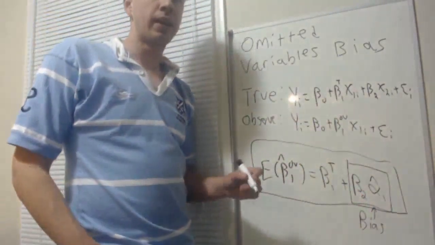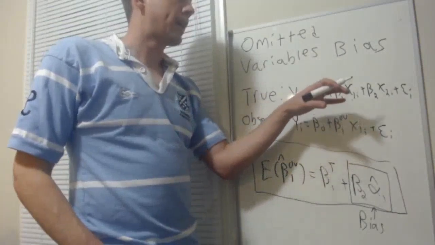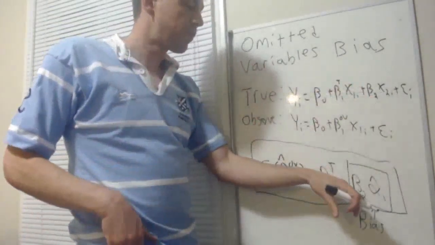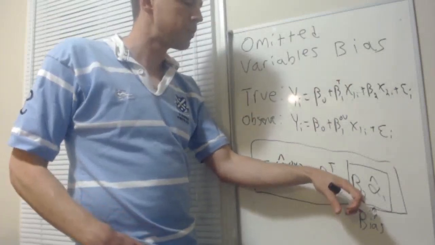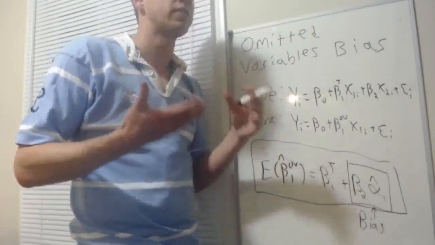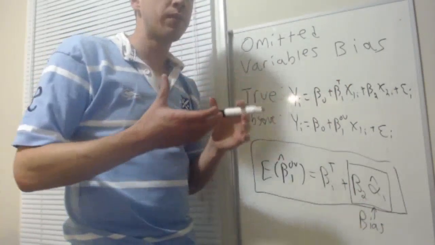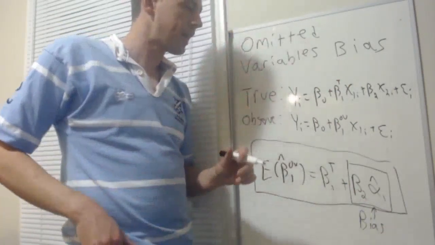Beta 2 times alpha 1 hat. Now, of course, in a model where maybe you had 5 explanatory variables and the omitted one was the 6th variable, this would actually be beta 6 or something. We use beta 2 because in our examples we tend to think about a model with 1 included and 1 excluded variable, but it extends to more than that.